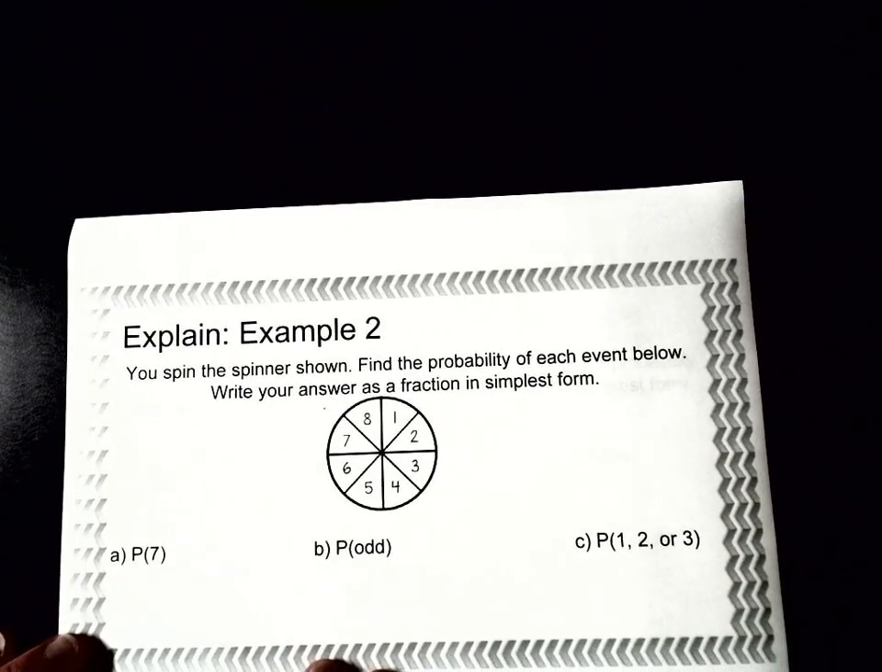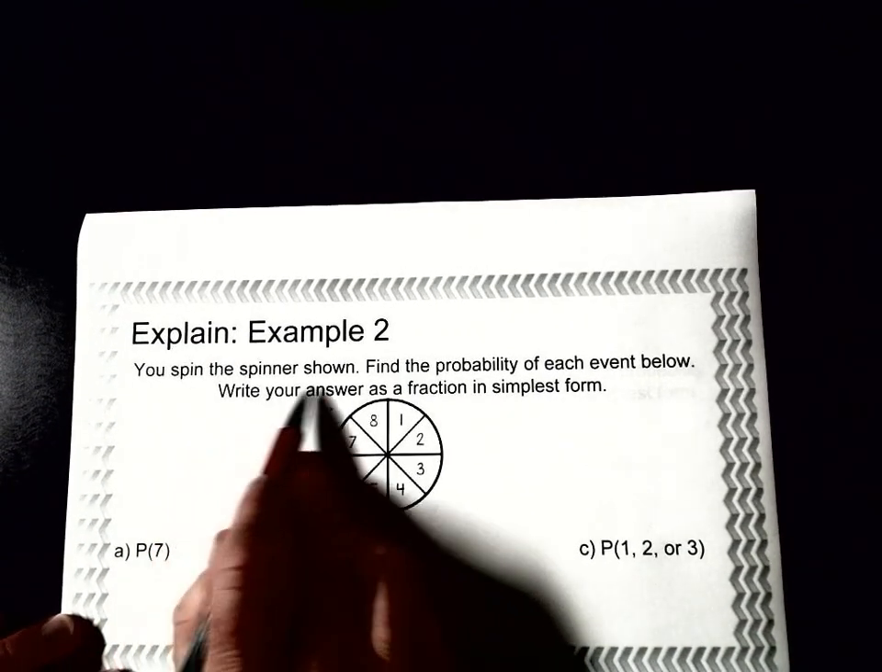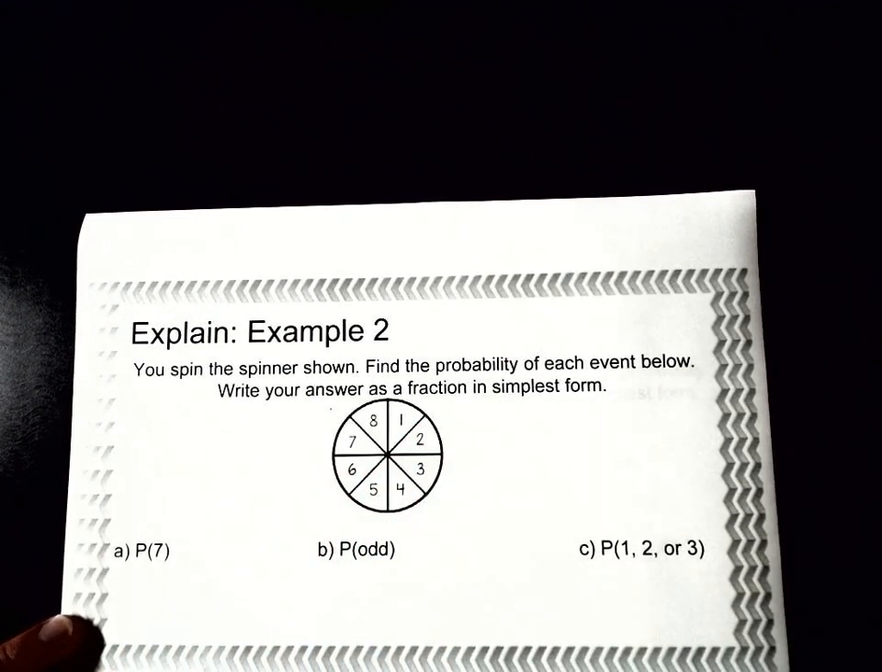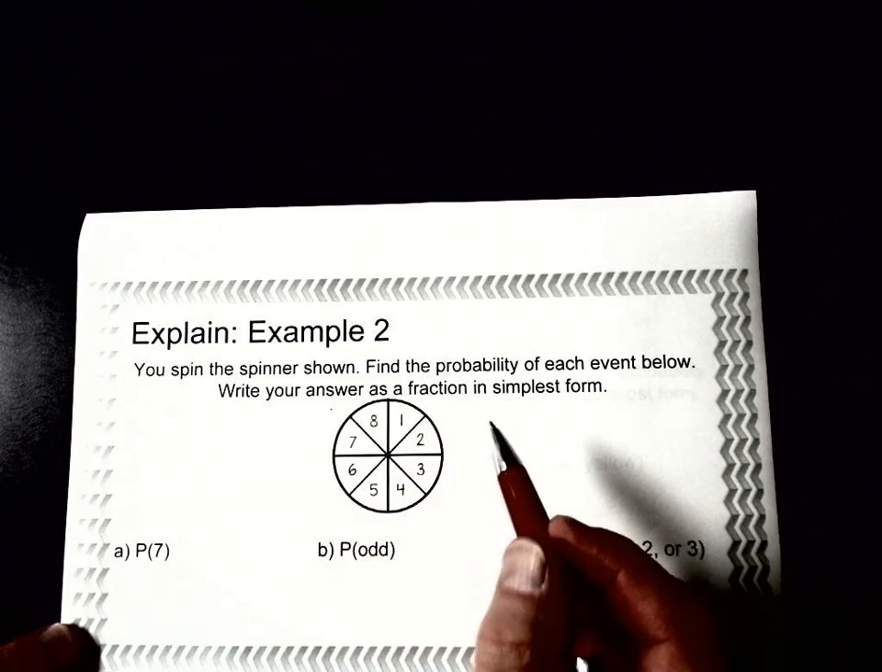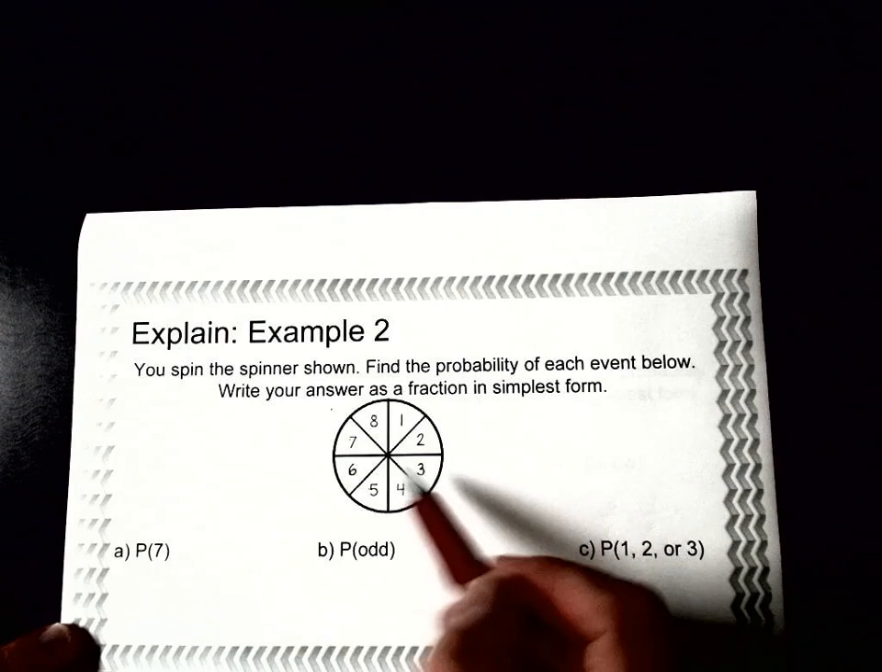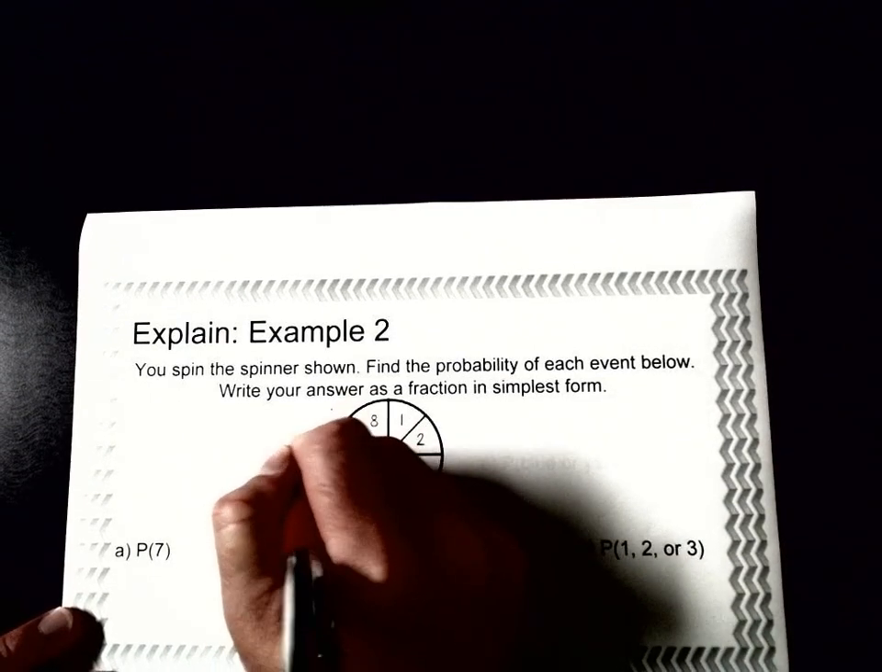Example 2 problems. You have a spinner shown. Find the probability of each event. Write your answer as a fraction. So the first thing we need to do is count how many spaces are on the spinner. How many sections? 1, 2, 3, 4, 5, 6, 7, 8. There's 8, and we'll put 8 here.